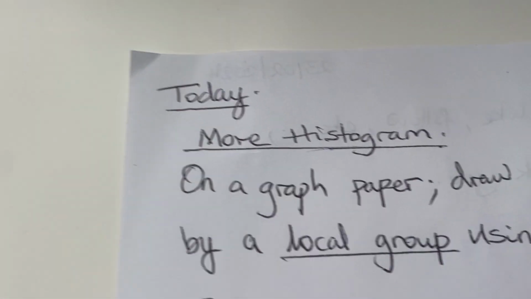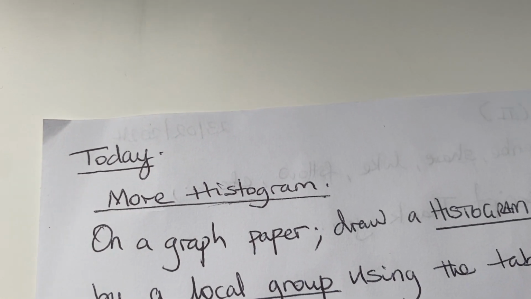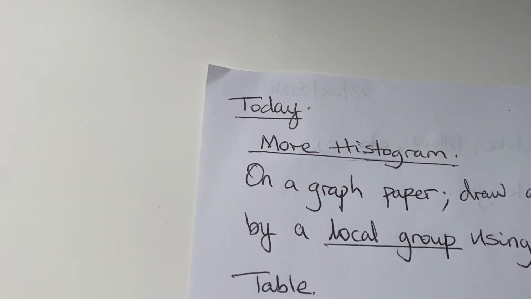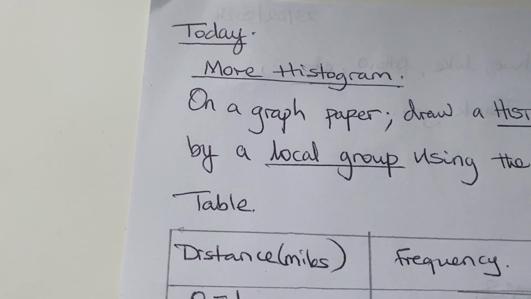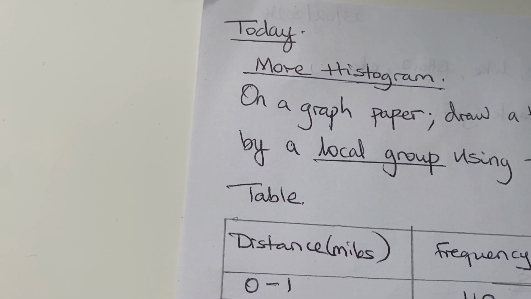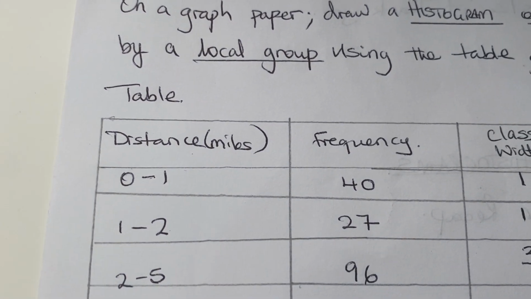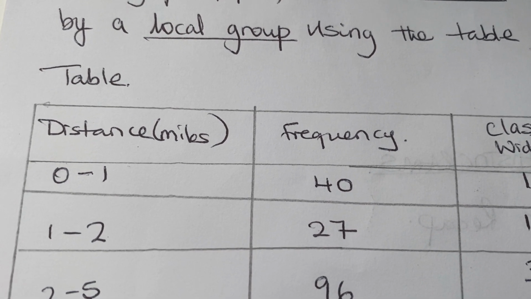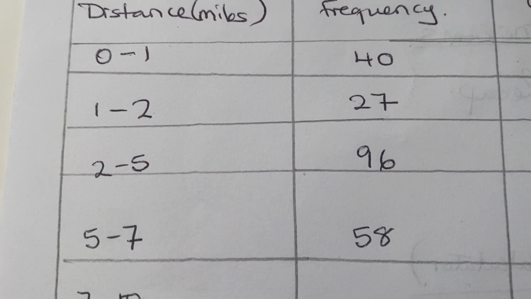Now we've been doing histograms, so today we'll get back to our topic on histograms. Okay. On a graph paper, draw a histogram of distance walked by a local group using the table given. Okay. Now, in this question, I've given you the table, I've completed it. So the table is here.